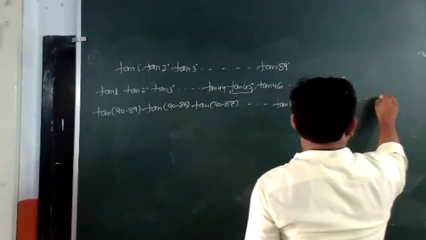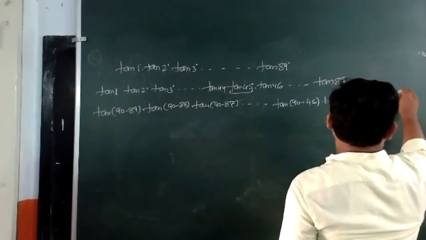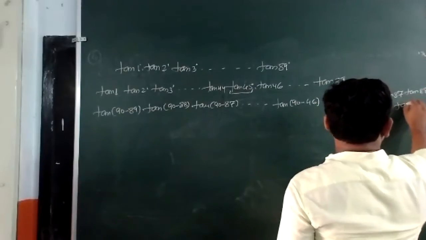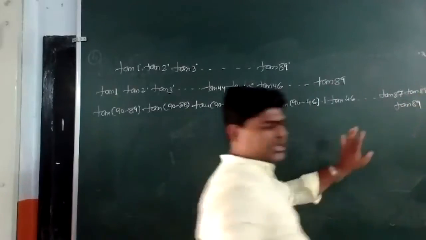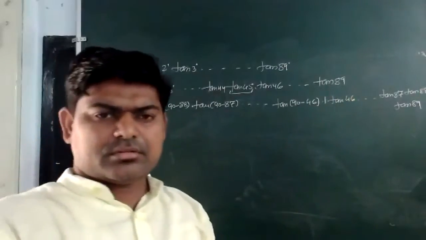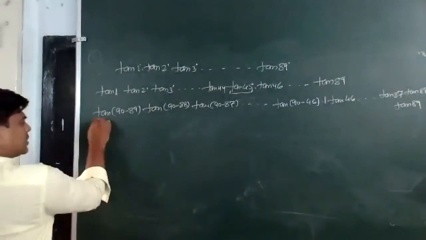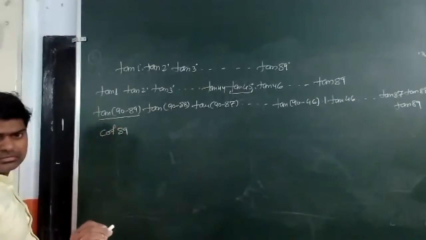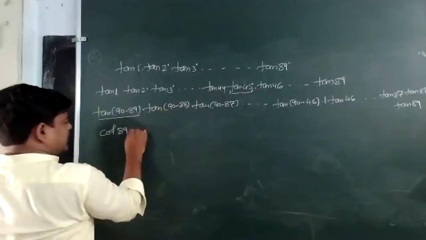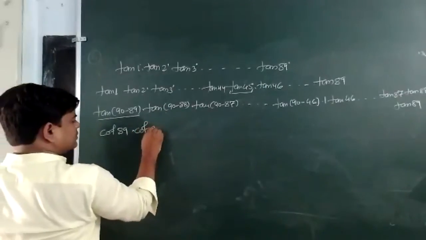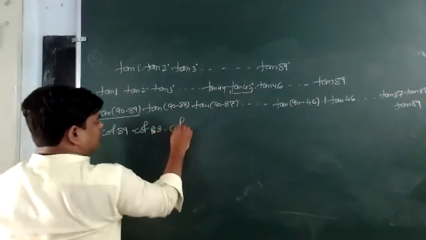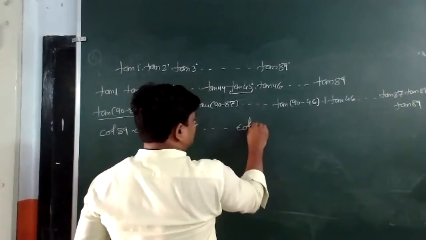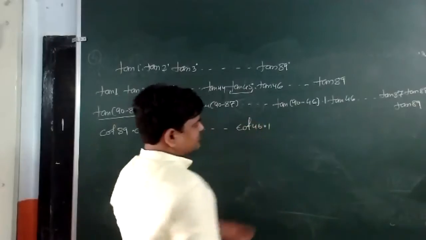Tan 46, tan 87, tan 88, and tan 89. I can write it in this way. Tan 89 can be written as cot 1, then 1 by tan... cot 88, cot 87, cot 46 into 1.